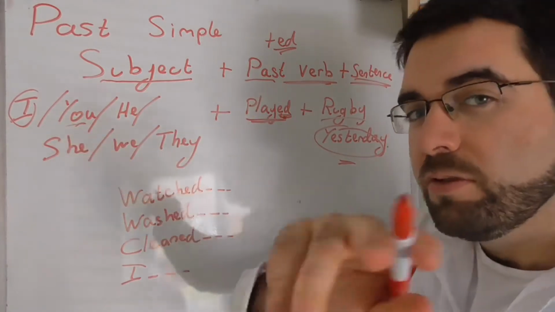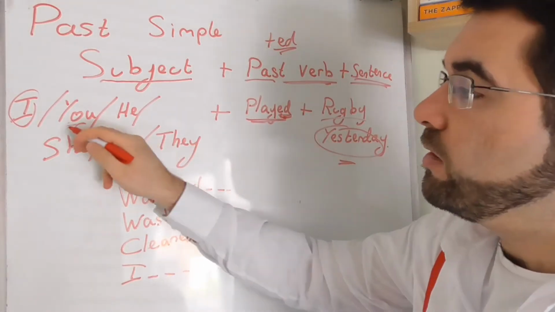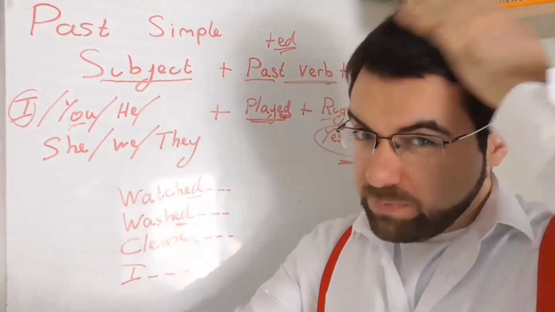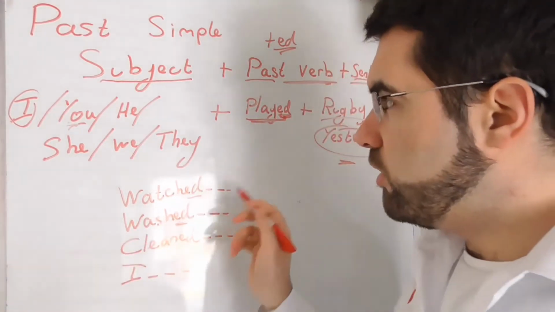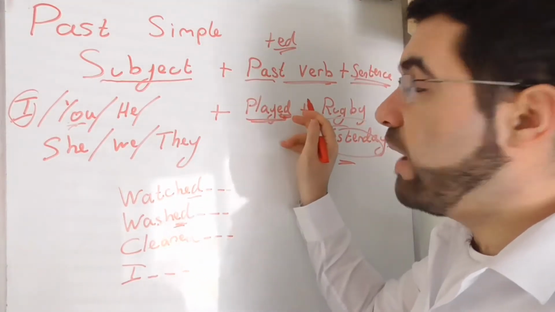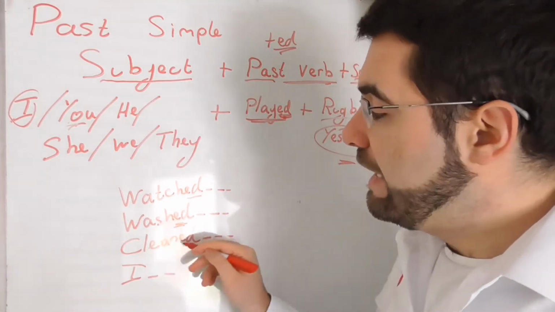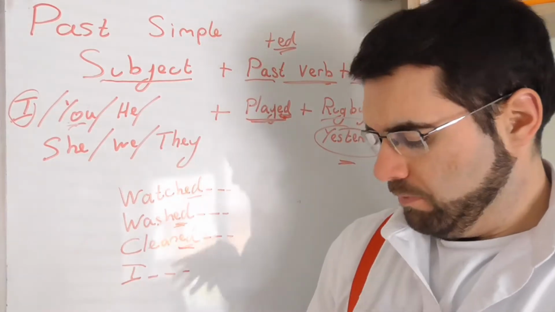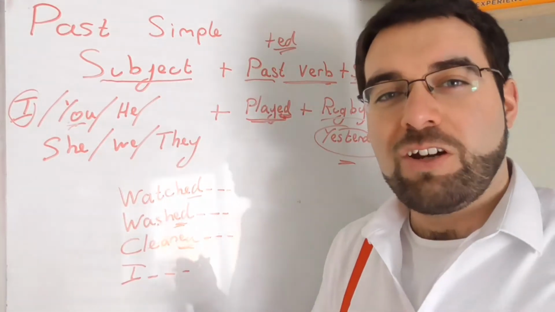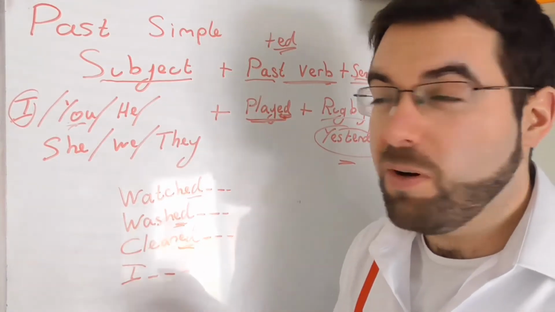So what did you do? You watched the video? You washed the car yesterday. You washed the car, past verb, the thing that happened, yesterday. You cleaned the shirt. You cleaned the shirt yesterday. You cleaned the shirt on the weekend. Very good, very good. You can do whatever you want.